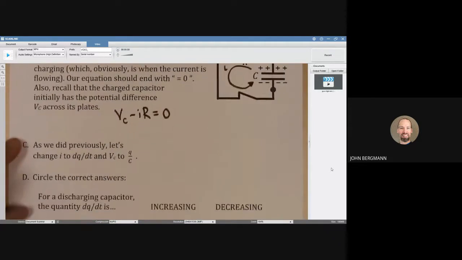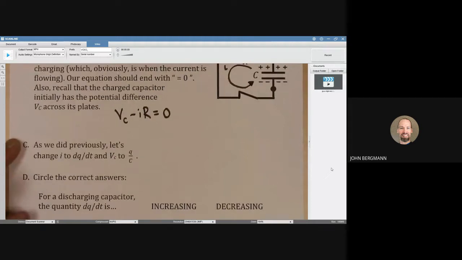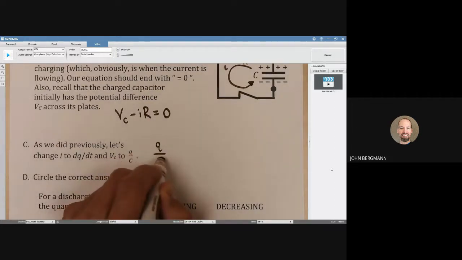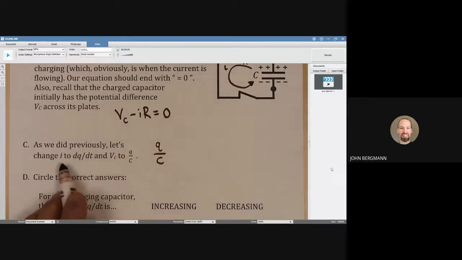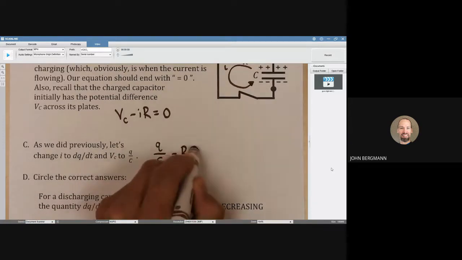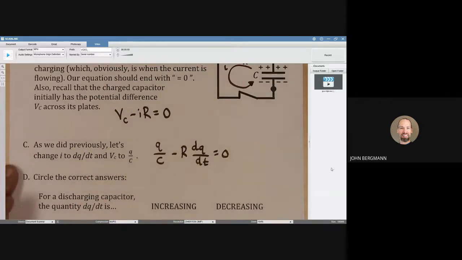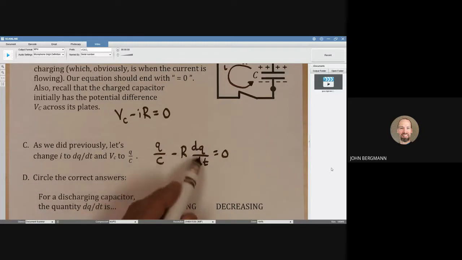Now, as we did in a previous video, we're going to change some of these variables. We're going to change the VC to Q over C, and we're going to change the I to dQ/dt. I'm going to write the R first, but dQ over dt, and that's equal to 0. And once again, you can see that that is a differential equation because it has a variable as well as a derivative of that variable in it.